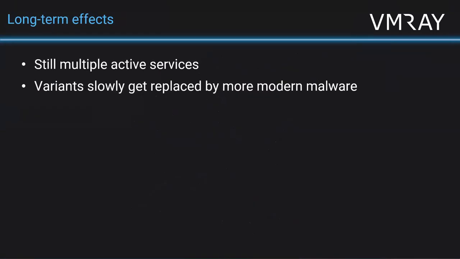So now we can observe some of the long-term effects of malware source code leak through this case study. So what you observe is that there are still multiple active services that are using variants of the leaked source code, but these variants are slowly getting replaced by more modern malware, such as the case was with Trimbot. But even after 5 years, multiple variants of the malware are still going strong as separate services.